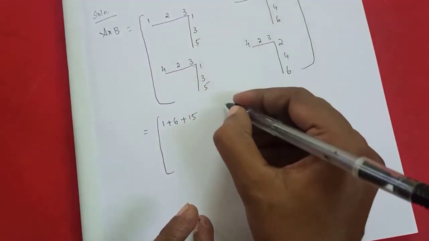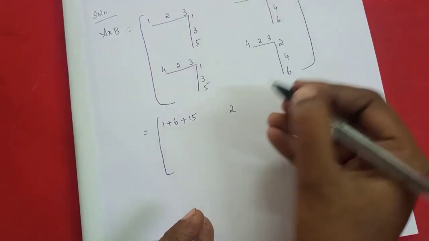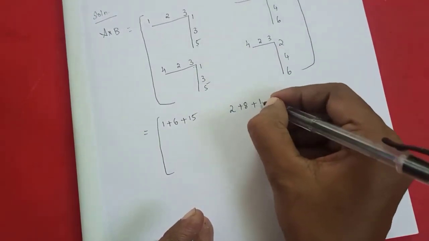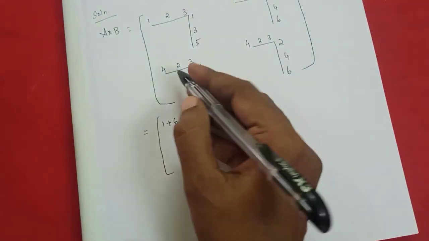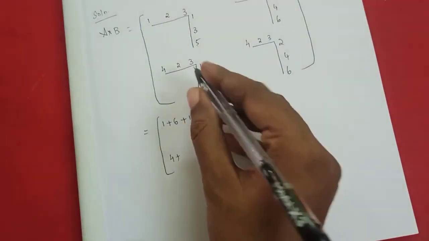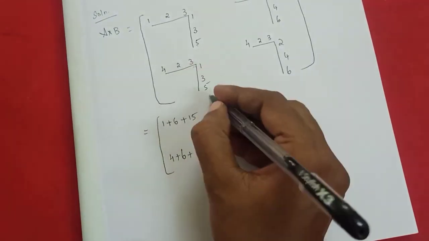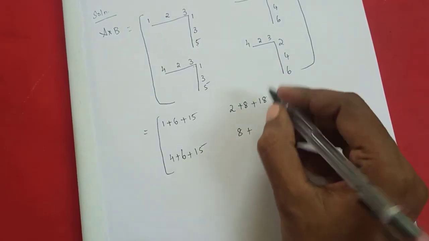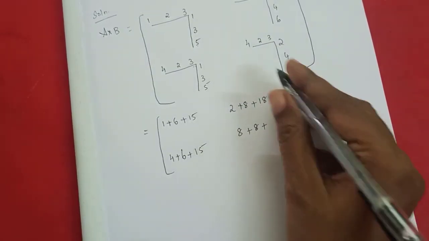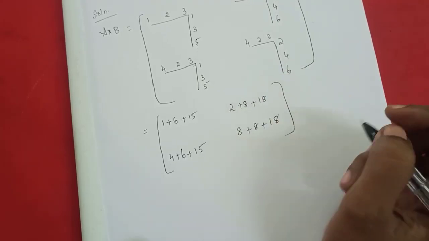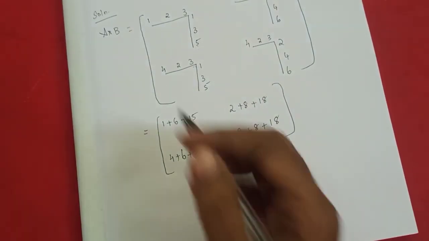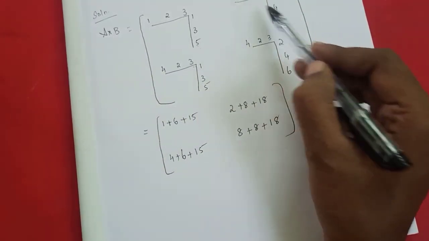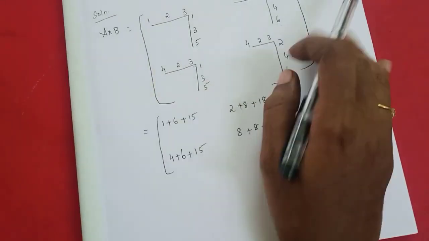Same as that, this one: 1 into 2, then 2 into 4, 8, 3 into 6, plus 18. Then next, 4 into 1, 4, 2 into 3, 3 into 5, 15. Here 4 into 2, 8, 2 into 4, 8, 3 into 6, 18. Understand? 1 into 1, 2 into 3, 3 into 5. Same way 1 into 2, 2 into 4, 3 into 6. This one is not necessary.